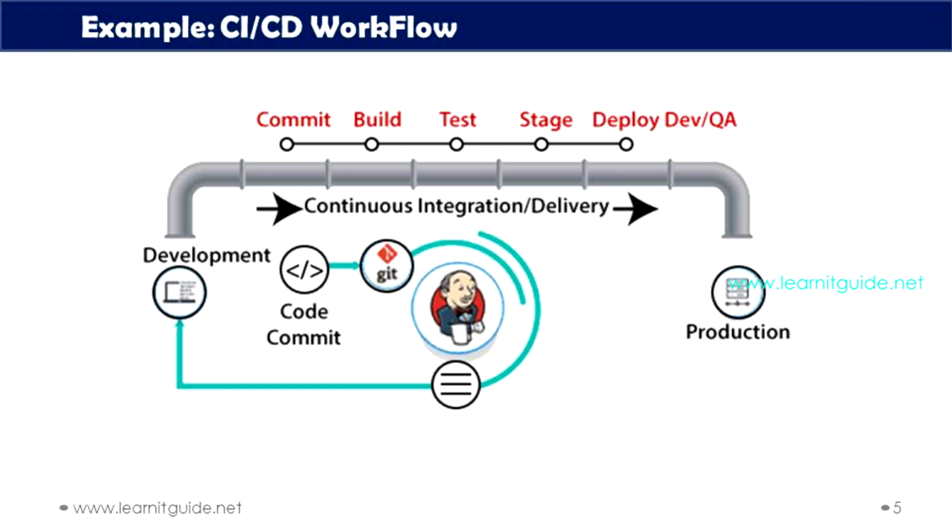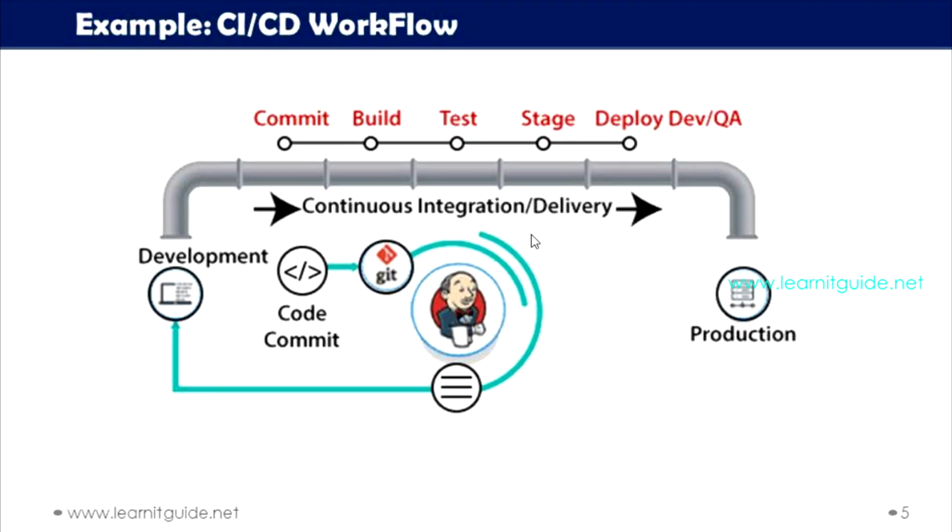And the next stage is testing. It can be automated testing or manual testing. Then you have a staging environment, which will vary from project to project. We can consider this as a non-production environment or staging environment. After deploying your code, it can be deployed to your next higher environment like dev or QA. Then finally, it will be deployed to production.